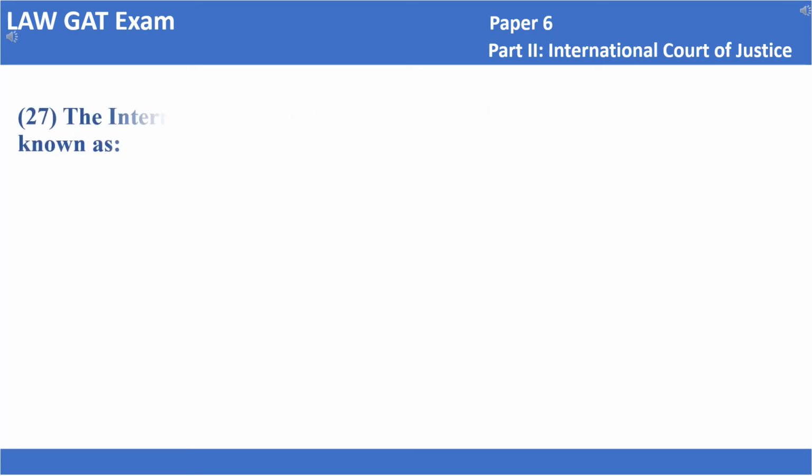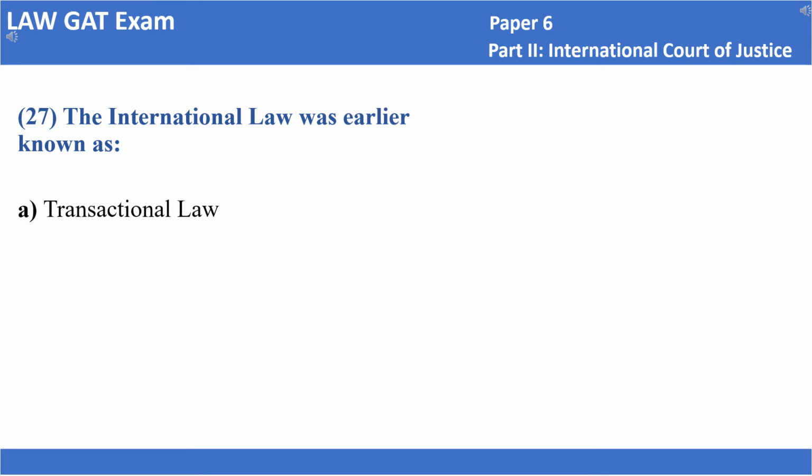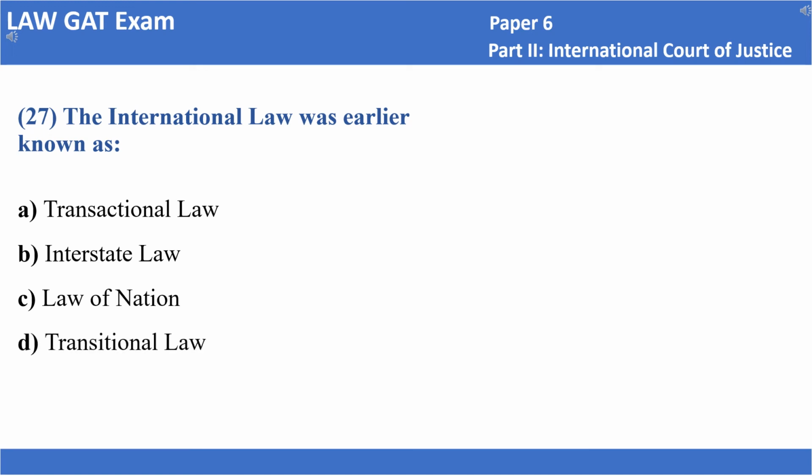International law was earlier known as, option A, transactional law, option B, interstate law, option C, law of nation, or option D, transitional law. The correct answer is option C, law of nation.